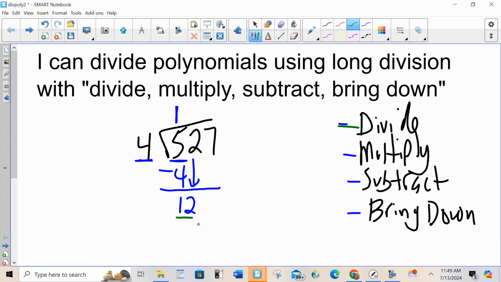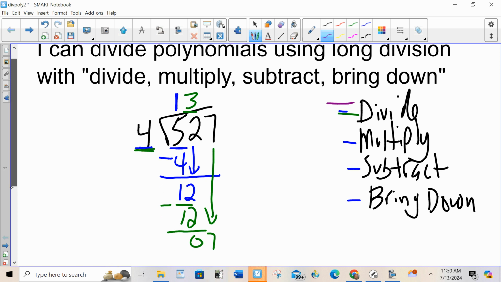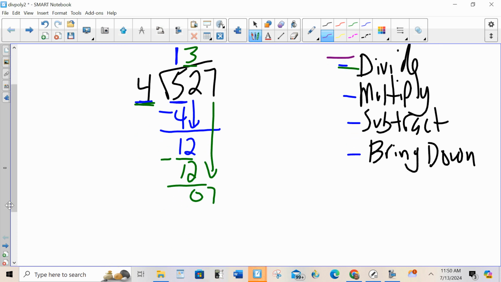Divide. 12 divided by 4 is 3. Multiply. 4 times 3 is 12. Subtract. 12 minus 12 is 0. Bring down. 7. Next cycle. Divide. 7 divided by 4. How many times does 4 go into 7? 1. Multiply. Top number by the outside. Subtract. There is nothing left to bring down, so this is my remainder.